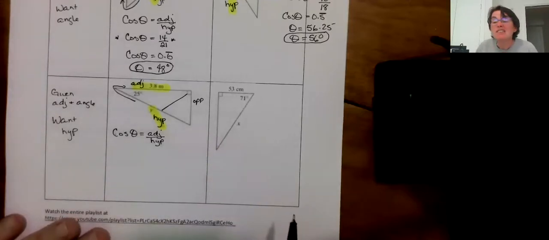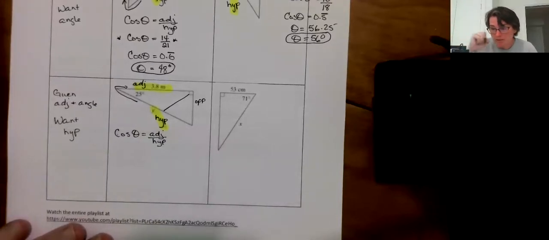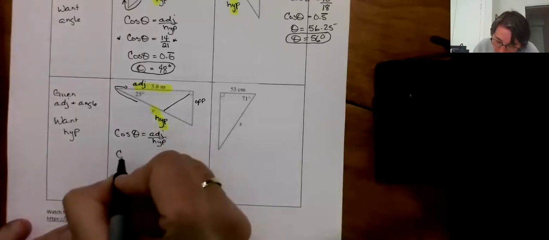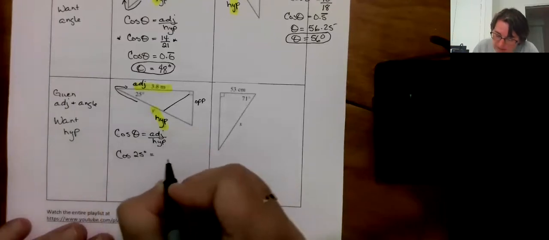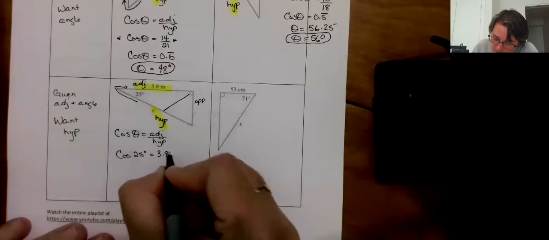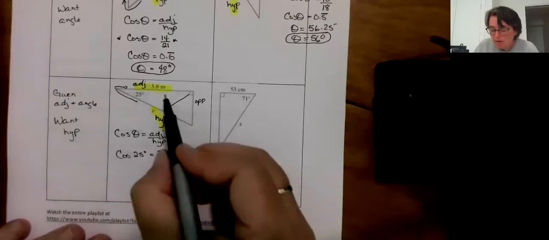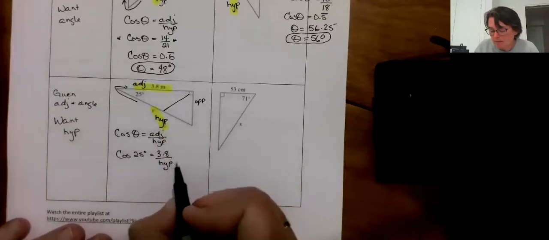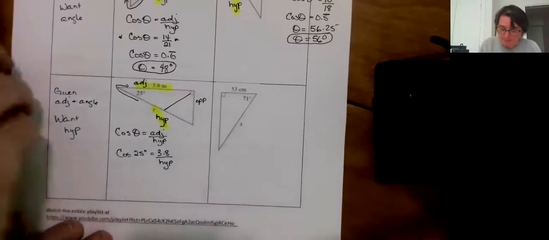Do I always have to write? Yes, write that every time. It doesn't take that long, and it helps you get the question right because you're putting the numbers in the right place. Just a little round. 25 degrees, adjacent is 3.8 divided by hypotenuse. You can put the units in there, but then it would have been meters and meters, and it would have disappeared in the next step anyway, so I'm not going to bother.